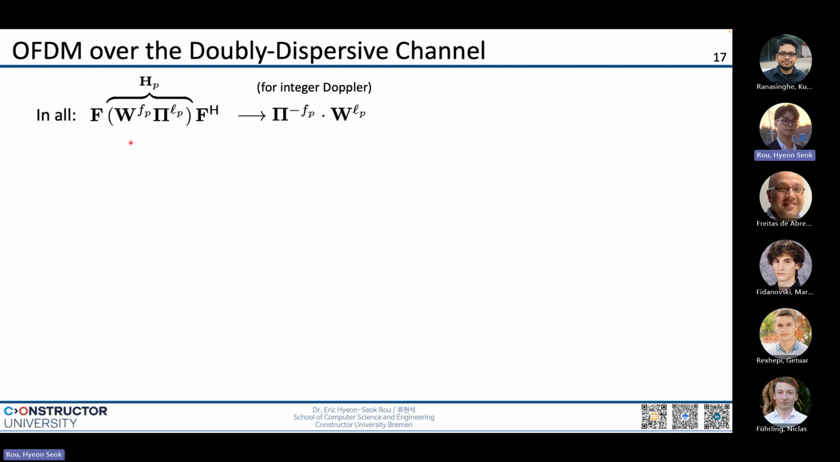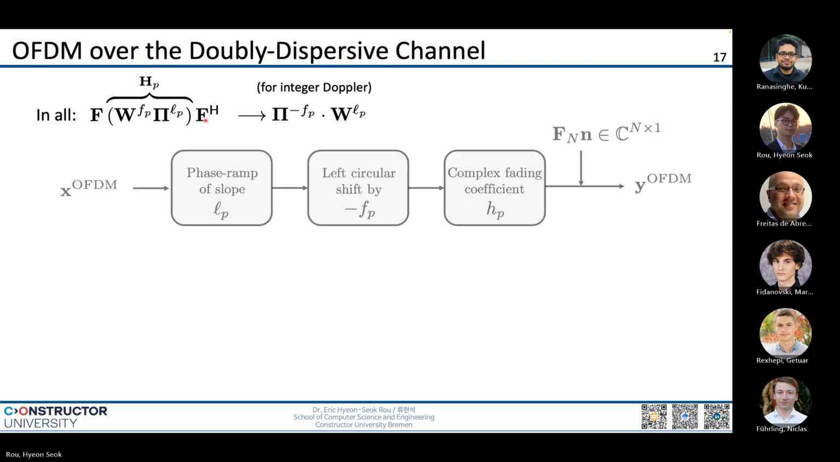So we saw this for the integer Doppler case, and we can assume that the fractional Doppler case will have the same structure as the integer Doppler, but with the Dirichlet kernel-based leakages around. We can see that the OFDM is now given by a phase ramp of the delay factor, and then a left circular shift by the Fourier of the delay, the Doppler shift factor here.